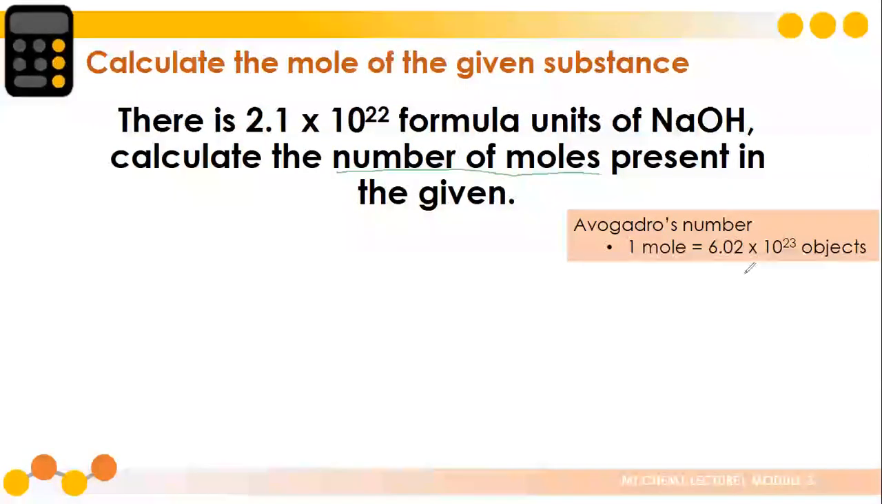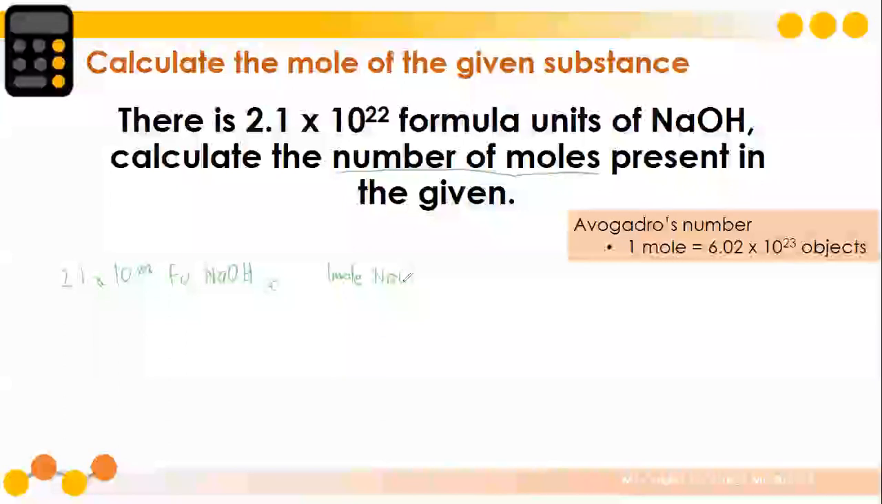So let's first write the given, which is 2.1 times 10 raised to 22 formula units of NaOH, or sodium hydroxide. This one will be multiplied with this conversion unit. We have 1 mole of sodium hydroxide, or NaOH.